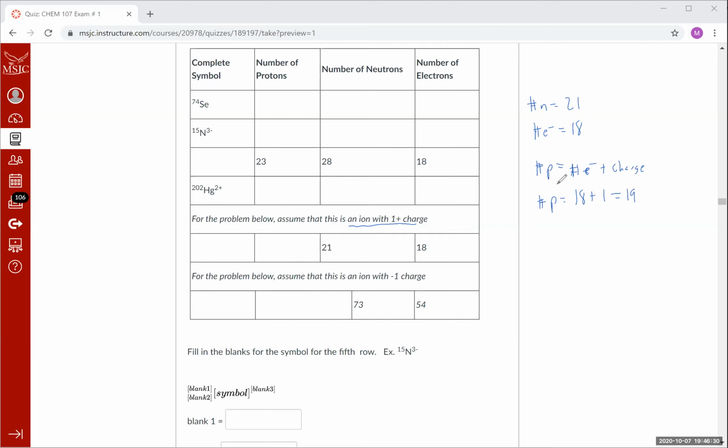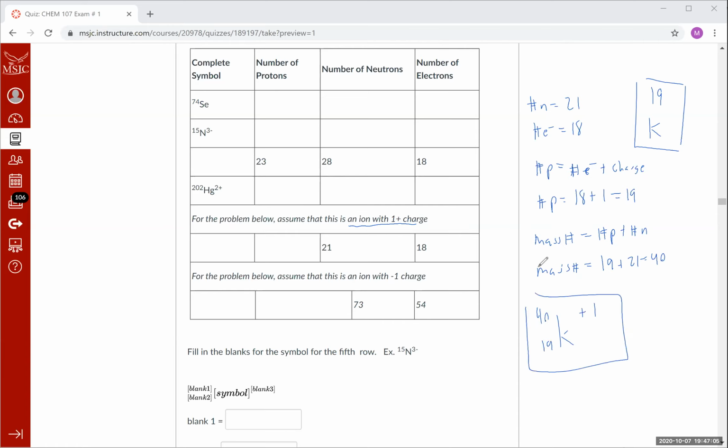Okay, from our number of protons, we can look up in our periodic table, what element has 19 protons? Yep, exactly right. And now we can calculate our mass number, which is equal to the number of protons plus the number of neutrons. And that in turn gives us a mass number of 19 plus 21, or 40. So this would be potassium 40 over 19 plus 1. Does this make sense to everyone? Any questions on this example?